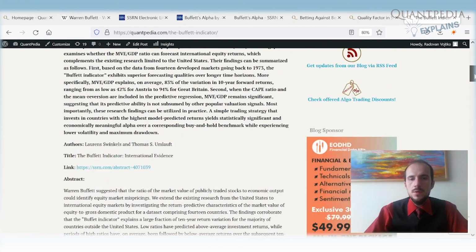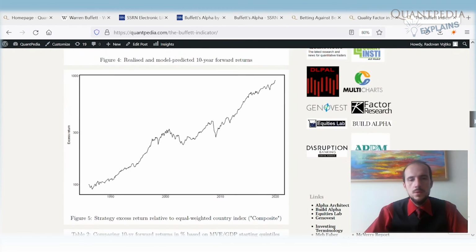So if we use this Buffett indicator to build a strategy, instead of using market cap weighting of all of the countries around the world, we can try to give higher weights to the countries that have less expensive or undervalued equity markets, and we can give lower weights to the countries that have very expensive equity markets based on the Buffett indicator. If we change the weighting this way, the strategy can have an excess return that is really significant compared to an equally weighted country index or compared to a market cap weighted country index.